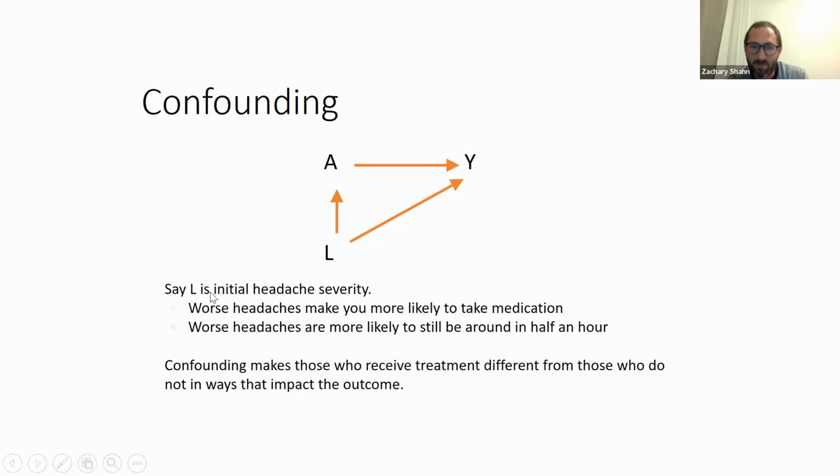So, for example, let's say this other variable L is initial headache severity, and worse headaches make you more likely to take medication. So there's this causal arrow from L into A. It influences treatment decisions. And also, worse headaches are more likely to still be around in half an hour. So those who take treatment would disproportionately have worse headaches, and it might even look like treatment causes headaches to not go away, because it's just those who are worse off to start with who are the ones taking treatment, if you do a naive comparison between those who are treated and those who are untreated.